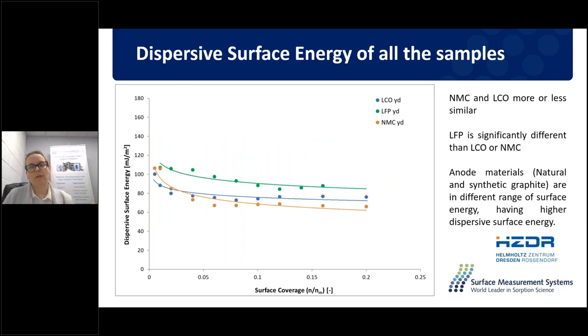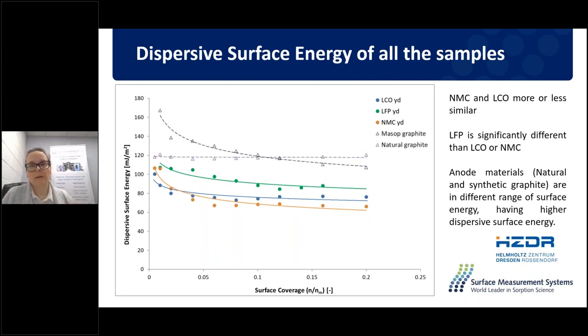And just to compare all the different cathode materials at one temperature, it's 100 Celsius. And this is just the dispersive surface energy. I focus just on the dispersive surface energy because I will show you on this slide the anode materials as well. You can see that at infinite dilution they are very similar, as Johanna also mentioned, and clearly we could see from the distribution graph there's a slight difference in heterogeneity of these samples. And LFP has quite significantly higher, with higher concentration, finite concentration, compared with the LCO or the NMC.